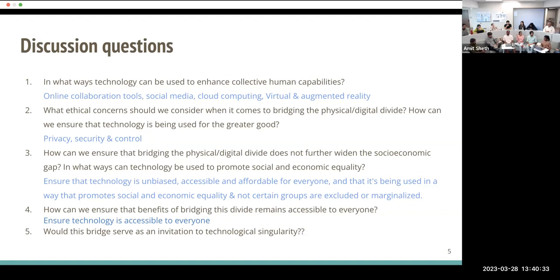Yeah, together. But the technological singularity concept is not about humans and machines coexisting. The singularity concept talks about machines being more powerful than humans, so that the machines have more power and control in their hands, and the machines control us humans.